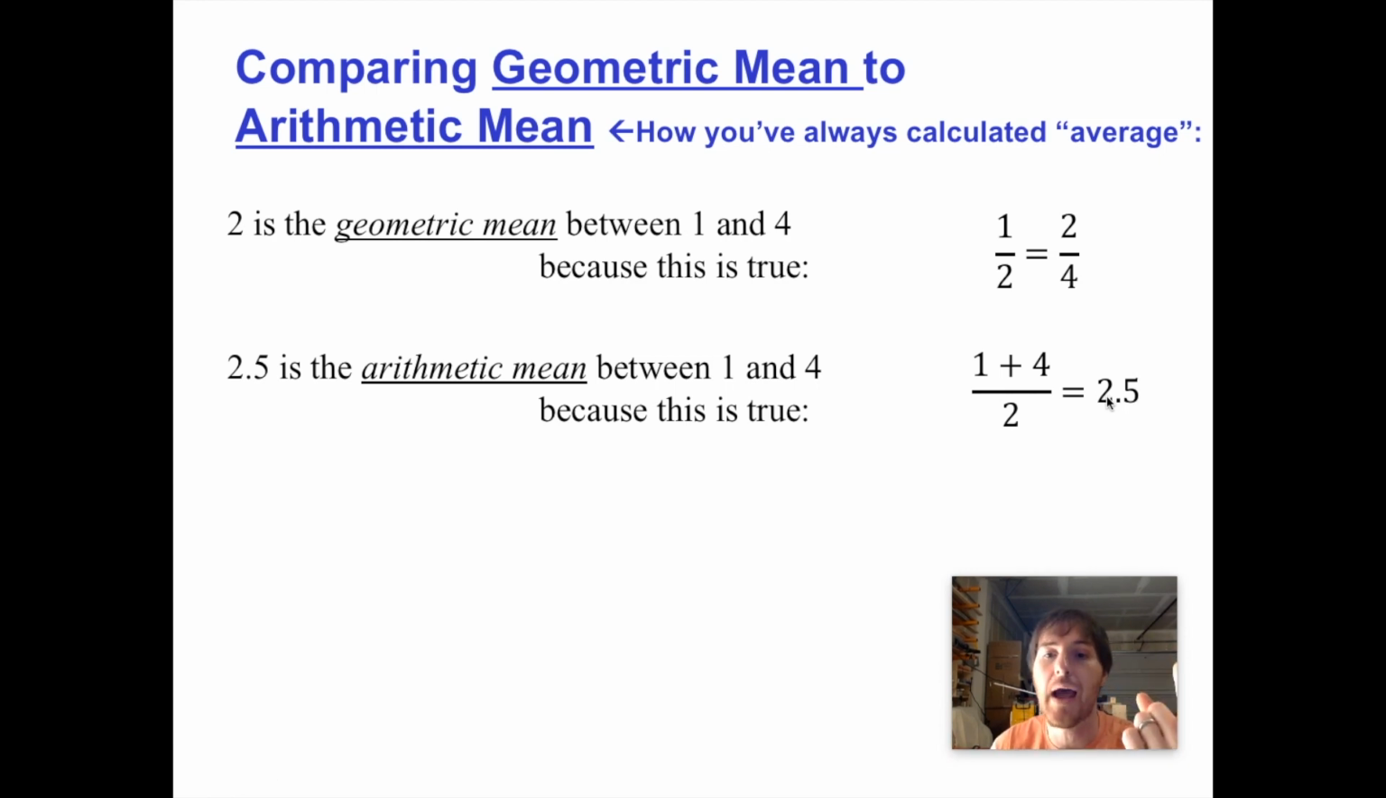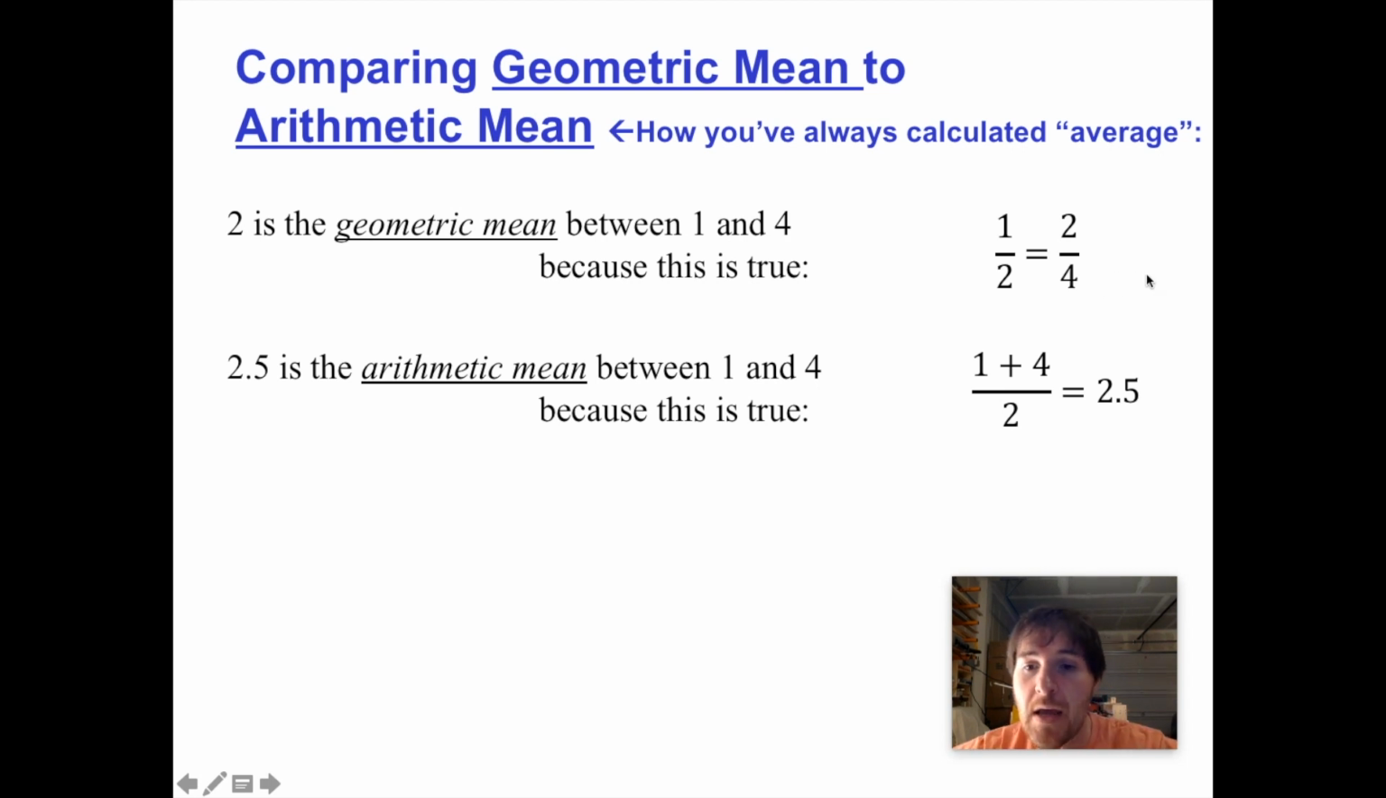One person has $1 and another person has $4. On average, you'd have $2.5 per person. How'd you get that? 1 plus 4 divided by 2, that's 2.5, $2.50. But if one person has $1 and another has $4, the proportional relationship would be: I want somebody who has twice as much money as the person who has $1, and the person who has $4 has twice as much as that. So there's this common ratio, a common multiplier between these. 1 times 2 is 2. 2 times 2 is 4.